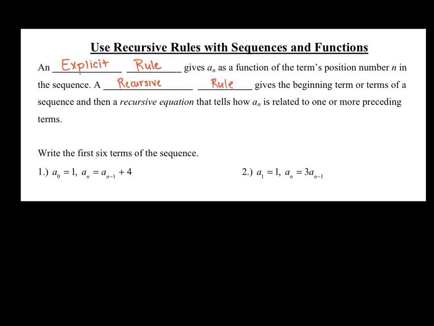So a recursive rule here, guys, is really, we find it based off of the previous term. So the only way to use a recursive rule is if you know the term right before it. So if you're trying to find the 13th term, you need to know what the 12th term is, if the rule you're using is recursive.